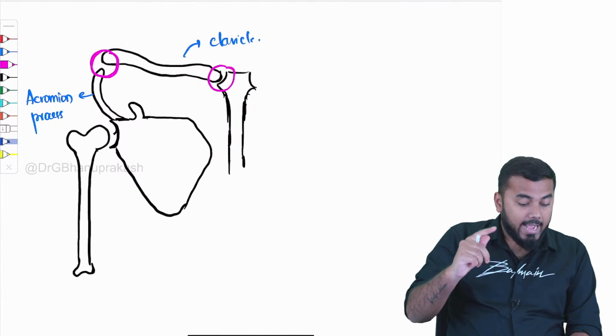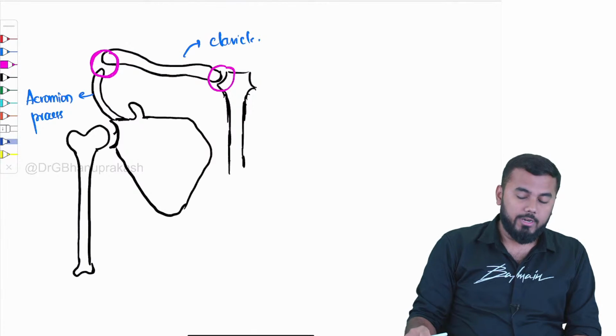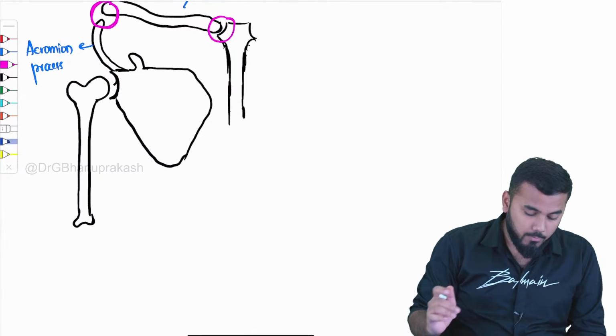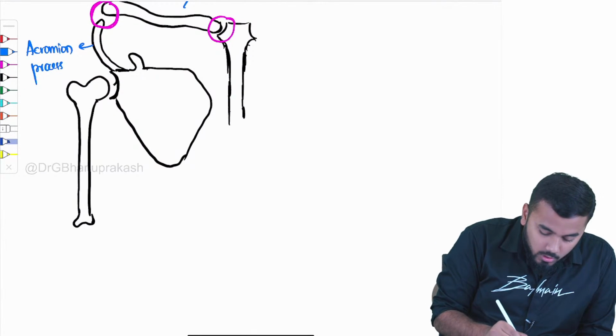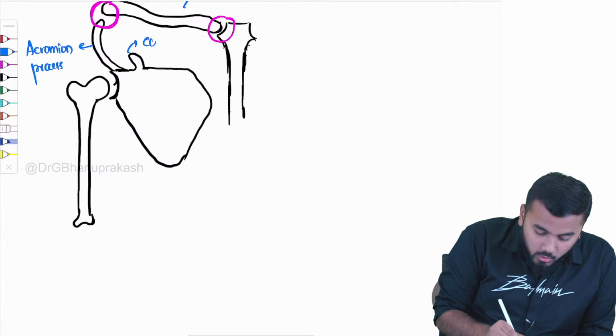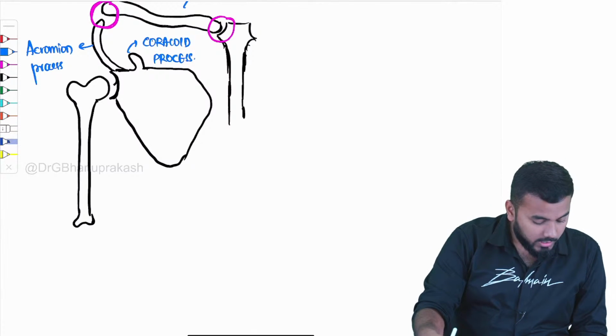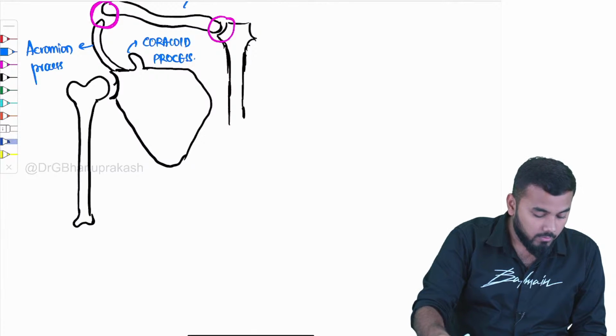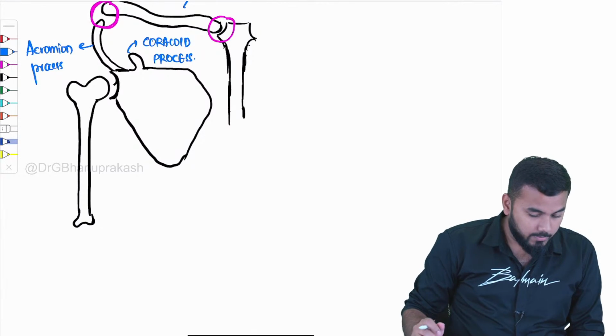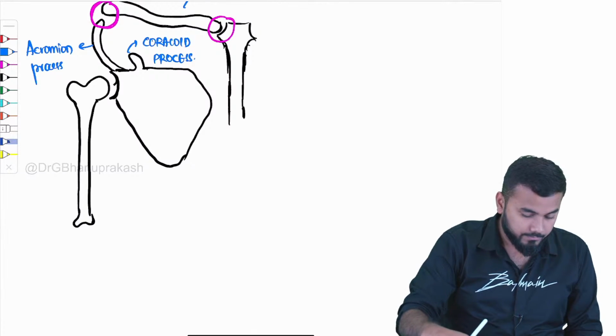Acromioclavicular joint. Okay. Next important thing. And by the way, this is called as your coracoid process, right? Coracoid process. Right. So did everyone understand whatever I told you? Very good. Acromioclavicular joint. Did everyone understand my explanation, whatever I've taught you right now?